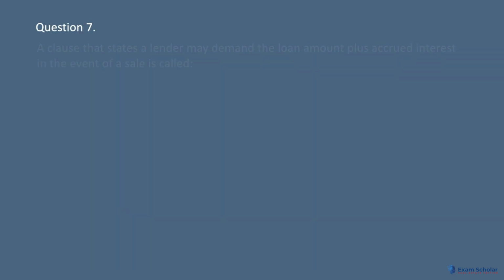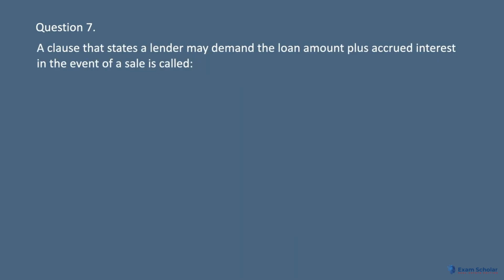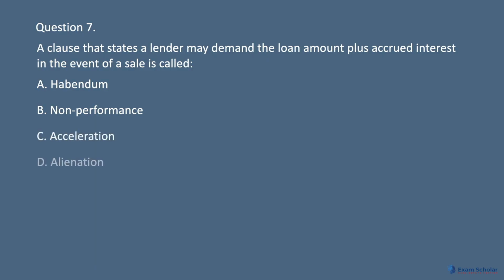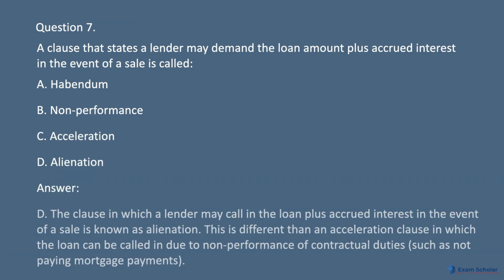Question 7. A clause that states a lender may demand the loan amount plus accrued interest in the event of a sale is called A. Addendum. B. Non-performance. C. Acceleration. D. Alienation. Answer D. The clause in which a lender may call in the loan plus accrued interest in the event of a sale is known as alienation. This is different than an acceleration clause in which the loan can be called in due to non-performance of contractual duties, such as not paying mortgage payments.